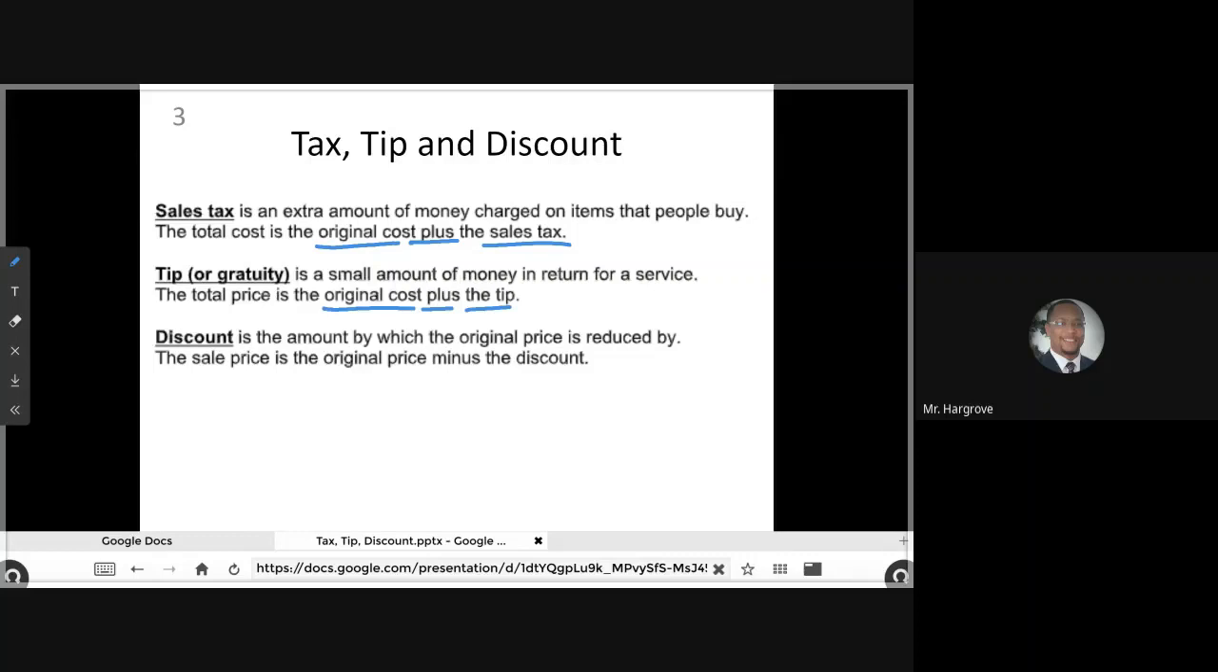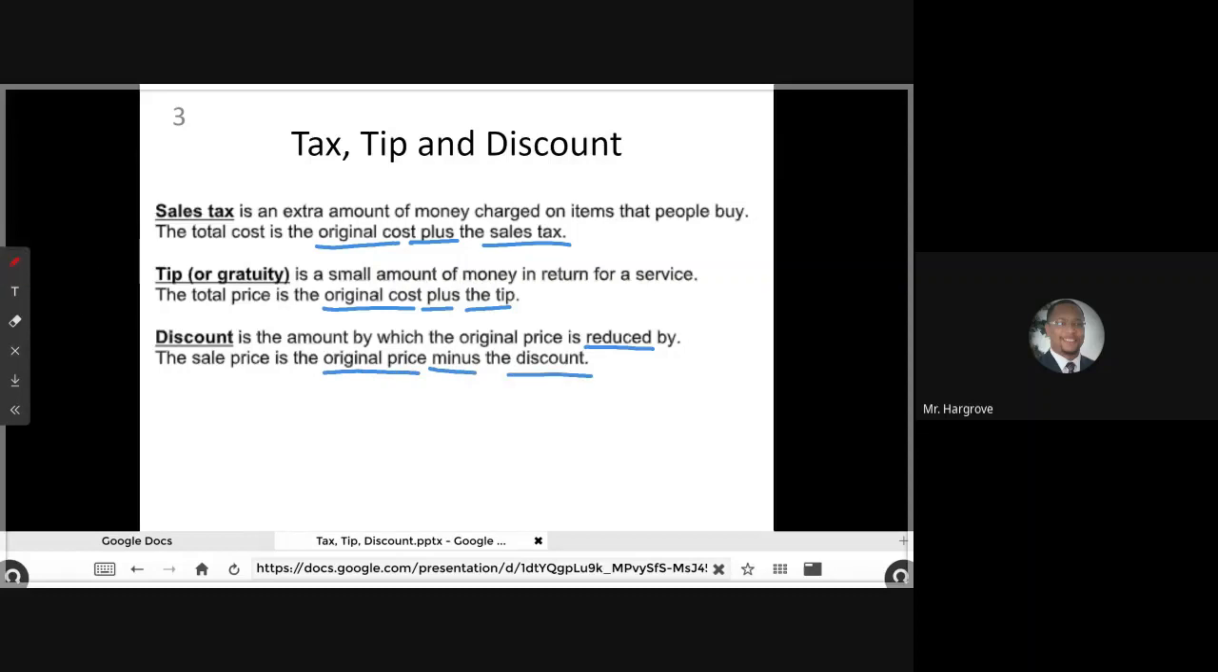And then with discount. Discount is the amount by which the original price is reduced. That's a key word, reduced. Okay? When you think reduced, you should think that an item is being subtracted. It's getting smaller. So the sale price is the original price minus the discount.